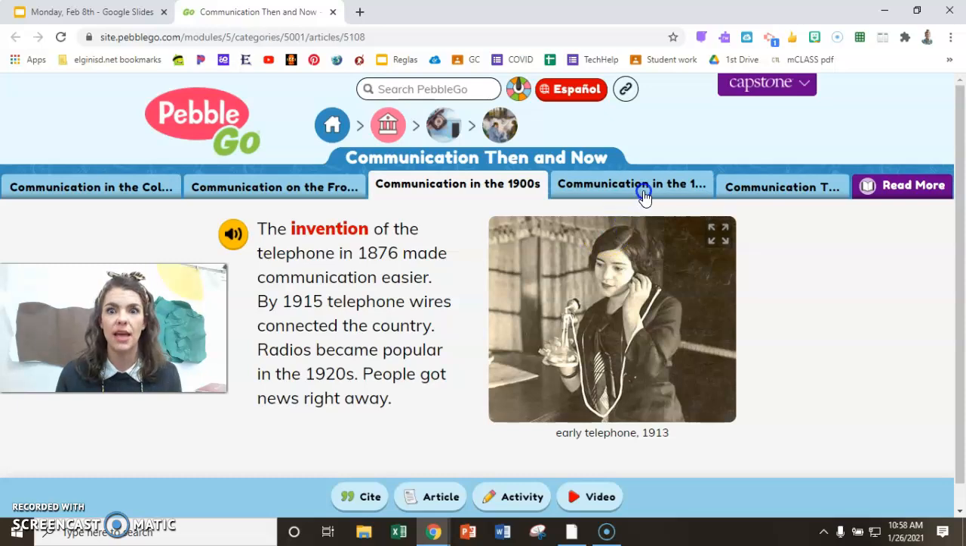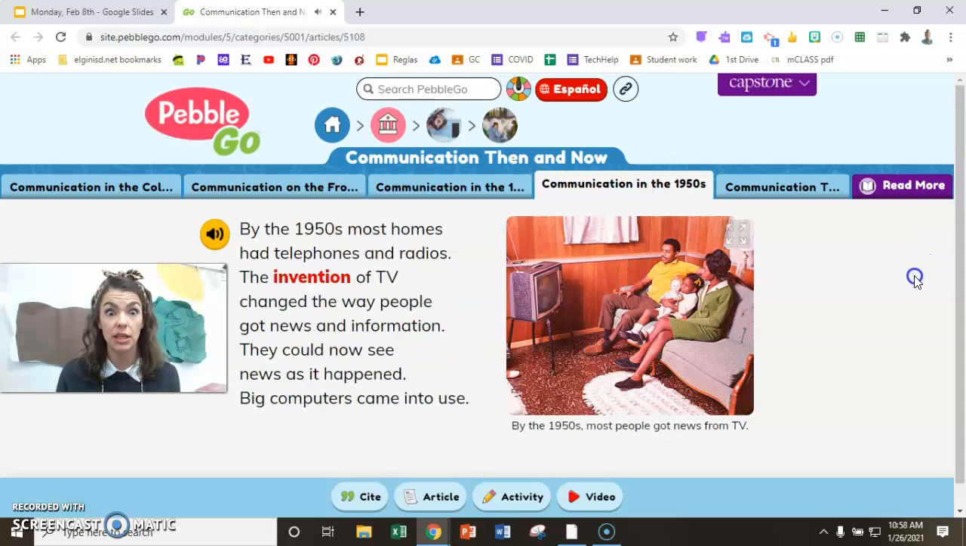Two more pages. How will communication in the 1950s, how will it change now? What do you see in the photo?